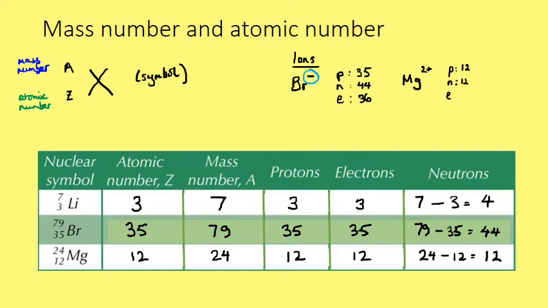But the number of electrons, it's got 2 positive charges. That tells you it's lost 2 electrons. So the neutral atom had 12 electrons. The ion has lost 2 electrons, so you can see that the electron number is 10. Just like that. So that finishes this particular little topic. We can move on to the next one.